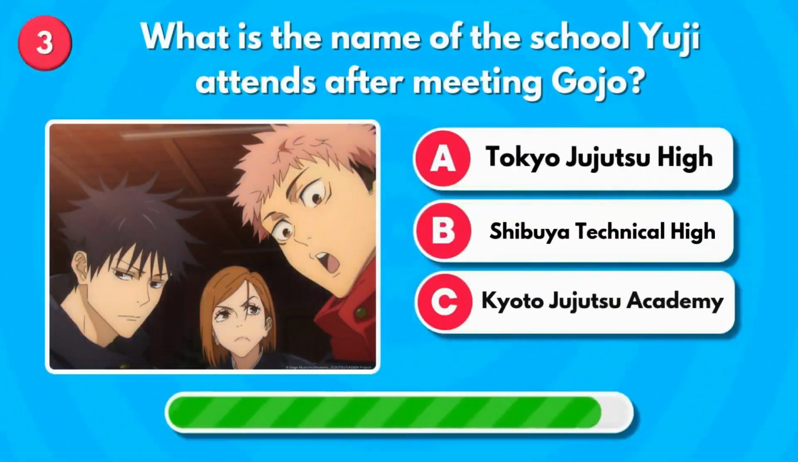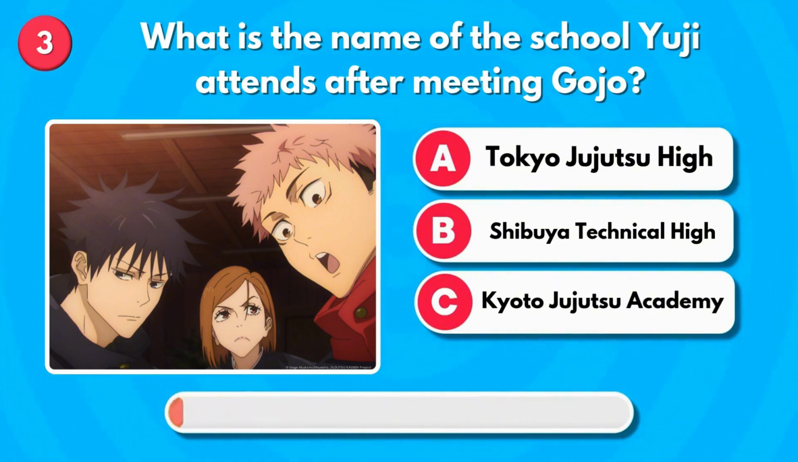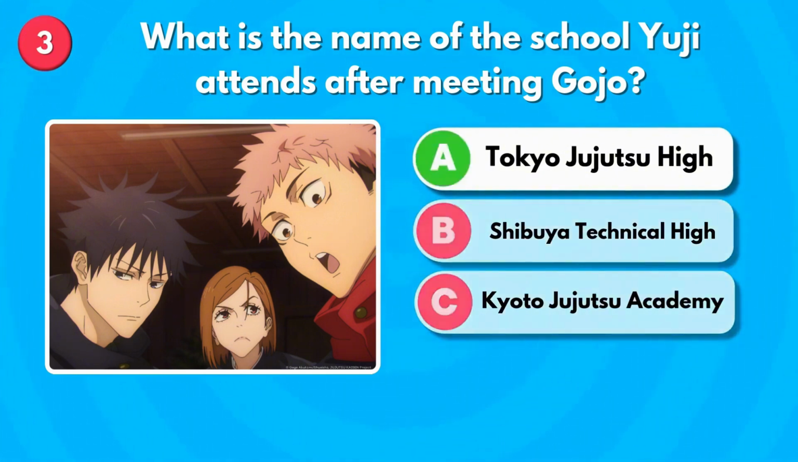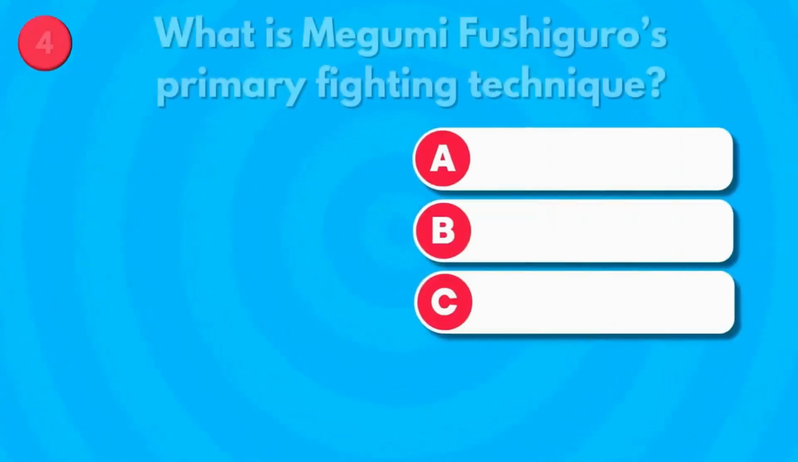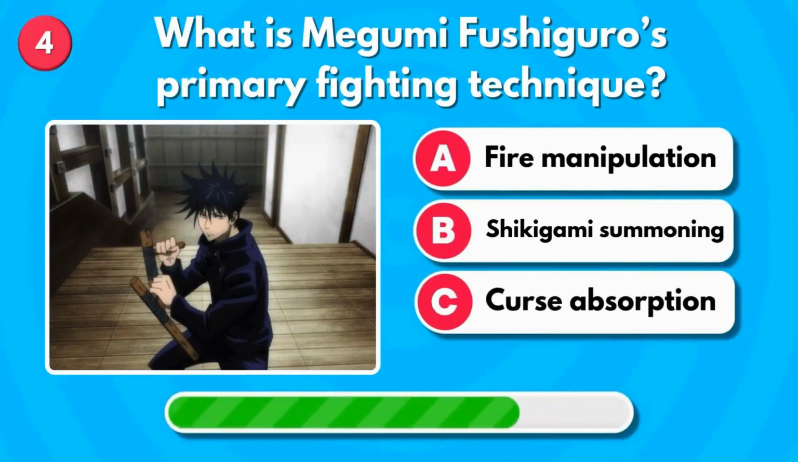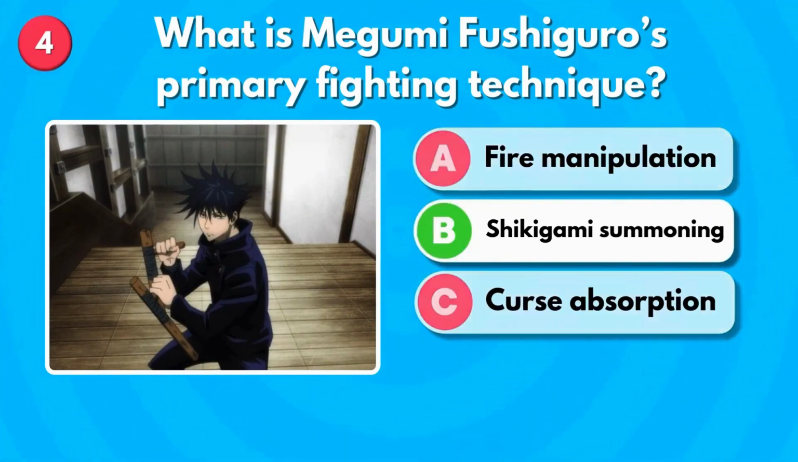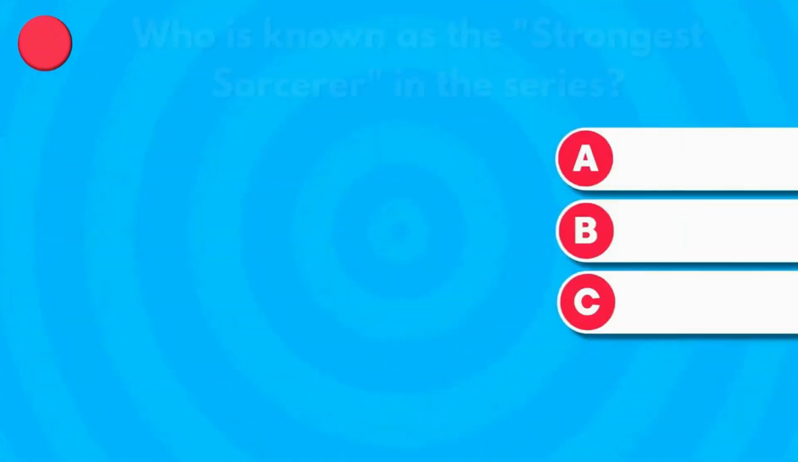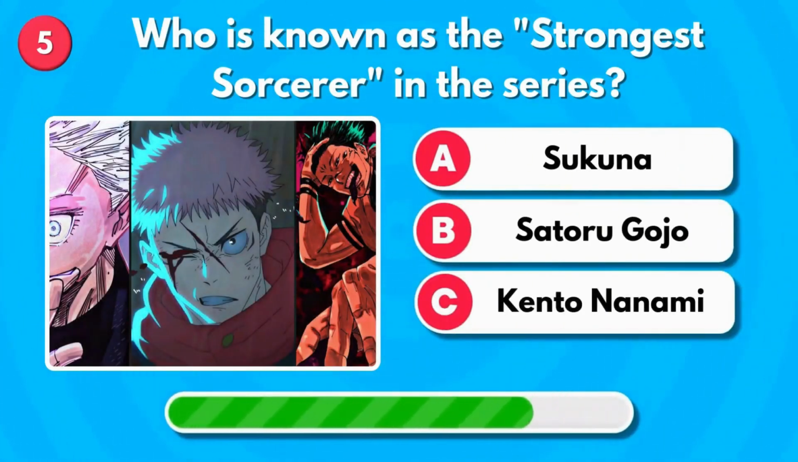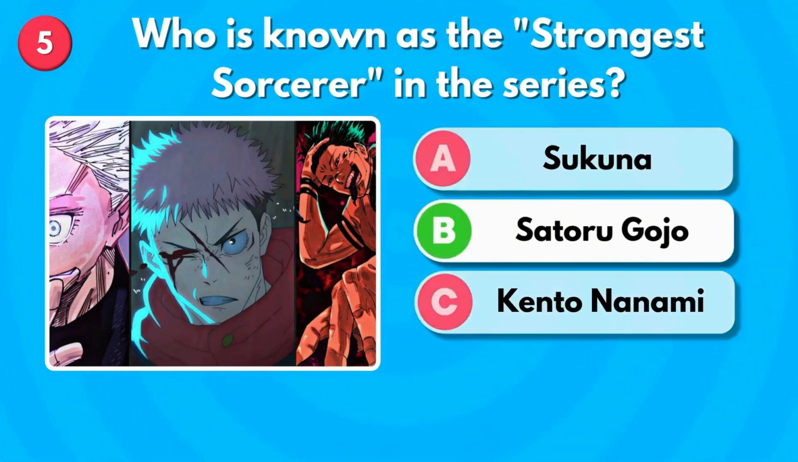What is the name of the school Yuji attends after meeting Gojo? Tokyo Jujutsu High. What is Megumi Fushiguro's primary fighting technique? Shikigami summoning. Who is known as the strongest sorcerer in the series? Satoru Gojo.